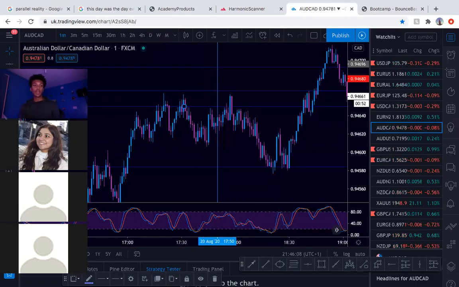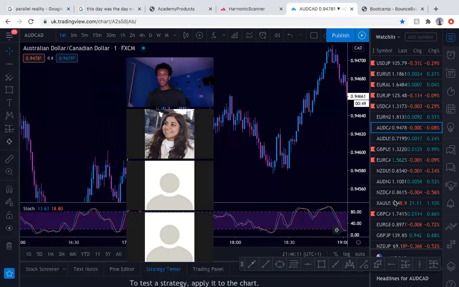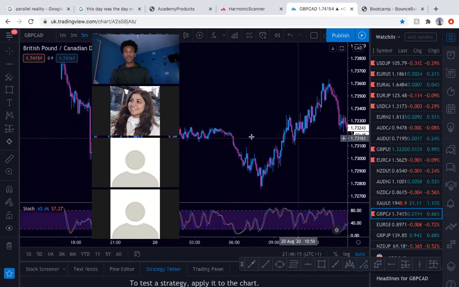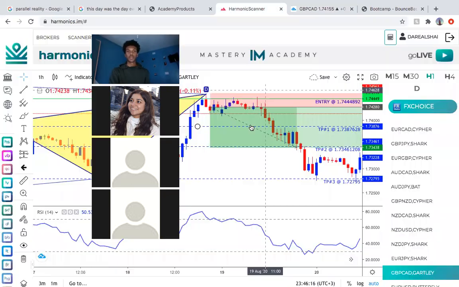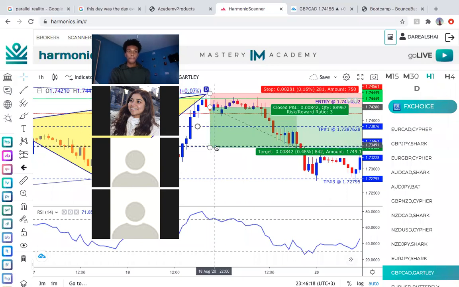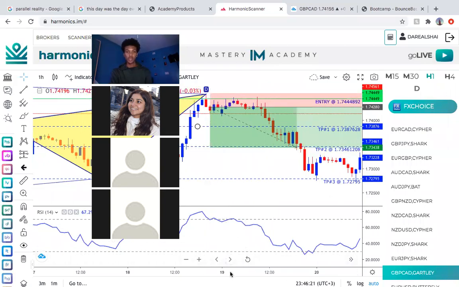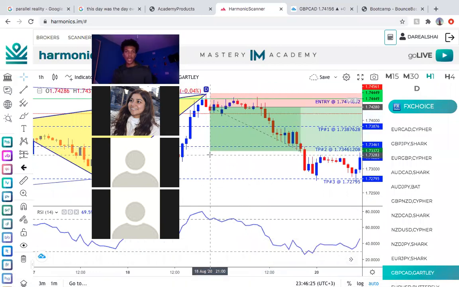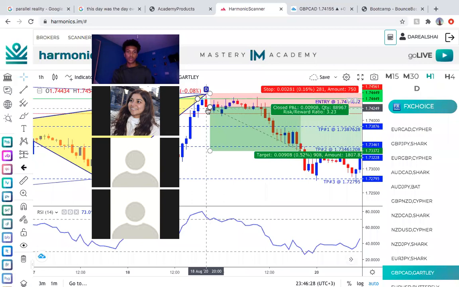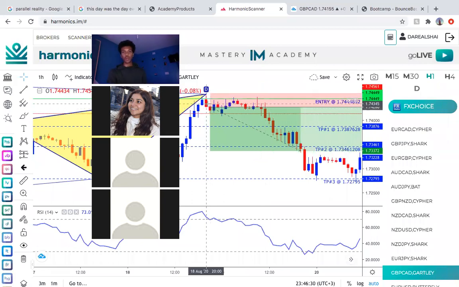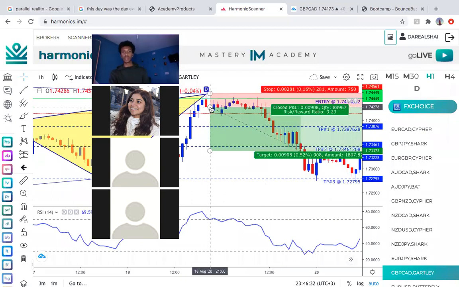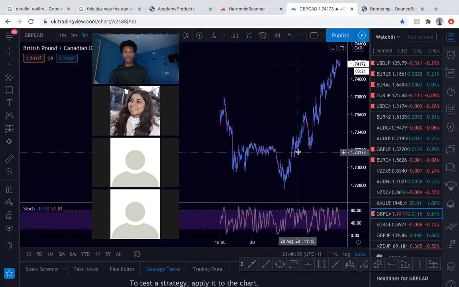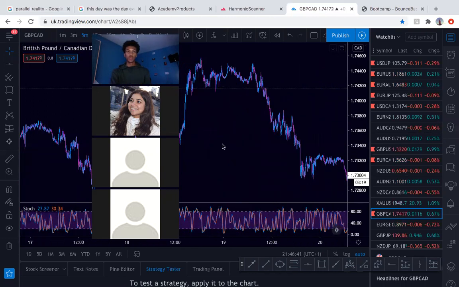Let's go on GBP CAD. Let me clear this. Let's go on GBP CAD. Boom. 5 minute time frame. What was the price? And what was the time? I mean, the time was 9, right? So this candle closed at 9 o'clock, right? That candle closed at 9 o'clock. So now we're looking for entries around about that kind of time, right? Perfect. So 9 p.m. and this was around about here.